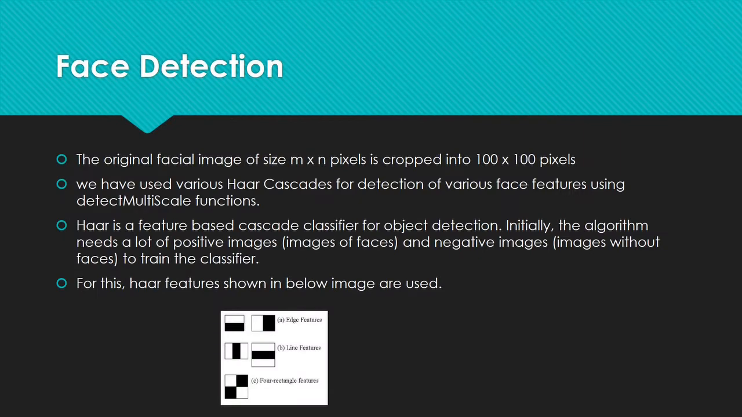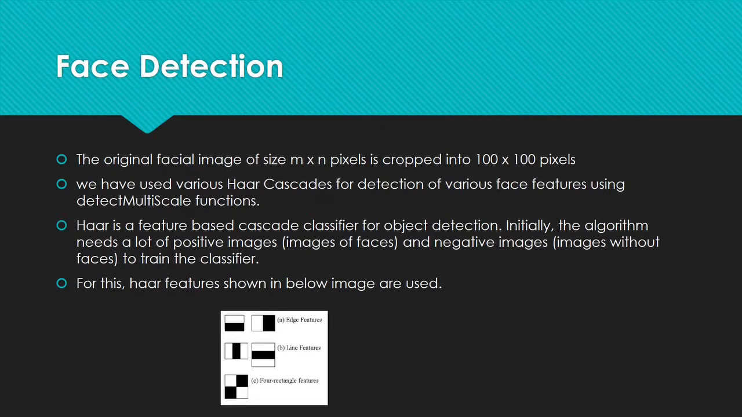Coming to face detection, an important step. So the original face image is of size m cross n pixels. So basically it can be 649 by 429 or some of the images are 650 by 490 pixels, which are cropped into 100 by 100 pixels. We have used various Haar cascades for detection of various face features using the detectMultiScale function. So Haar is basically a feature-based cascade classifier for object detection.